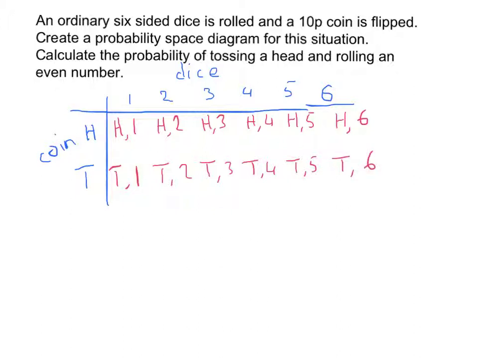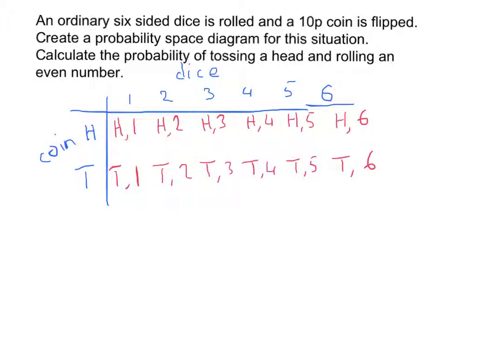It then asks, calculate the probability of tossing a head and rolling an even number. So I'm going to look in my table and see where a head and an even number occurred. Here I have head and an even number 2. Here I have head and the even number 4. And here I have head and the even number 6.